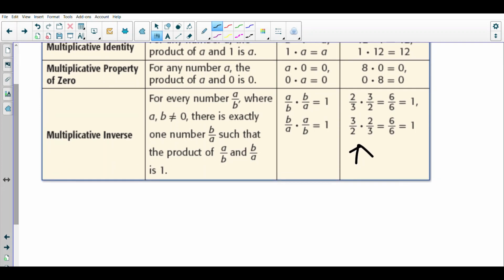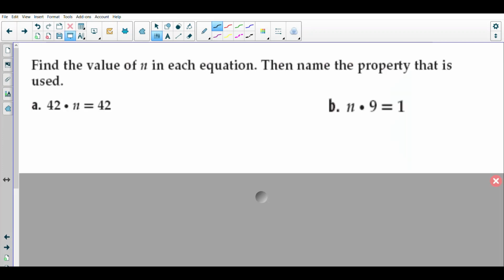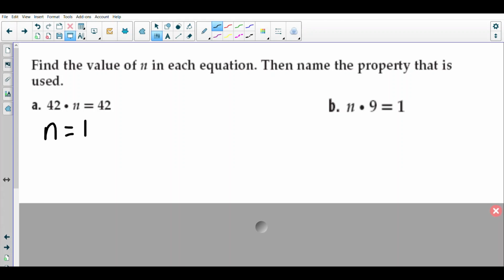This is what we call a reciprocal. Reciprocal is when we flip the number, or a fraction, to be more precise. So find the value of n in each equation, then name the property that is used. So we have 42 times some number, and we get 42 back. So we just learned that n would have to be equal to 1. And for this to be true, it'd have to be the multiplicative, and I'm just going to shorten it up, identity.